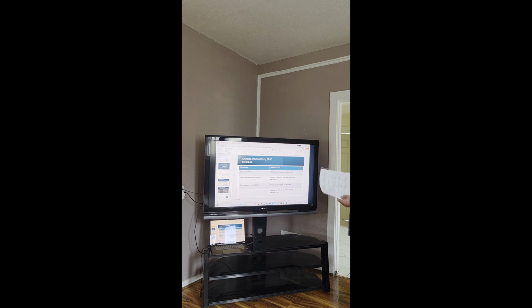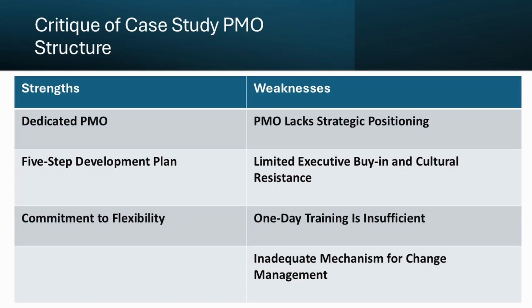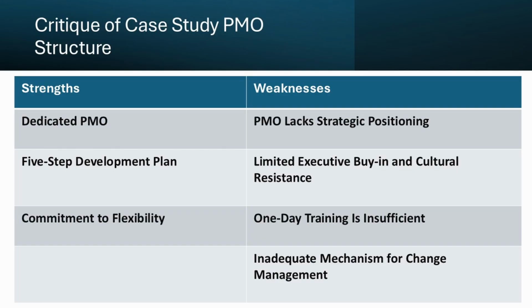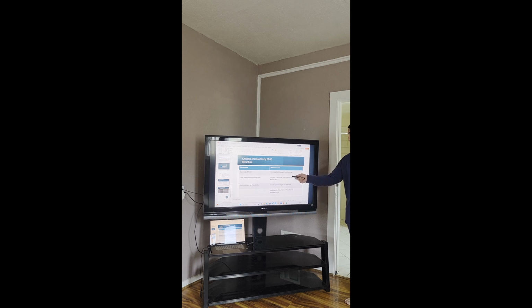So now let's look at critiquing the PMO structure. Its strengths are that it's dedicated, it has a 5-step development plan, and it's committed to flexibility. That's the PMO of the case study. Now, some of its weaknesses are that it lacks a strategic position. It has limited executive buy-in and cultural resistance. It has a 1-day training, which is insufficient, and it's an inadequate mechanism for management. But let's take a much closer look at some of this.